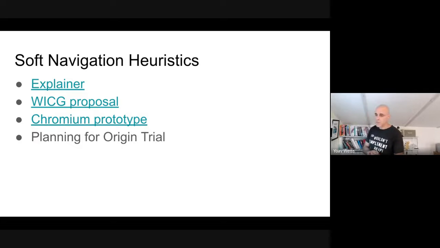So there's an explainer up on GitHub. There's a WICG proposal. I have a Chromium prototype that is implemented behind a flag. And I'm planning to go for an origin trial to enable folks to try it out soon. That's the high level overview.